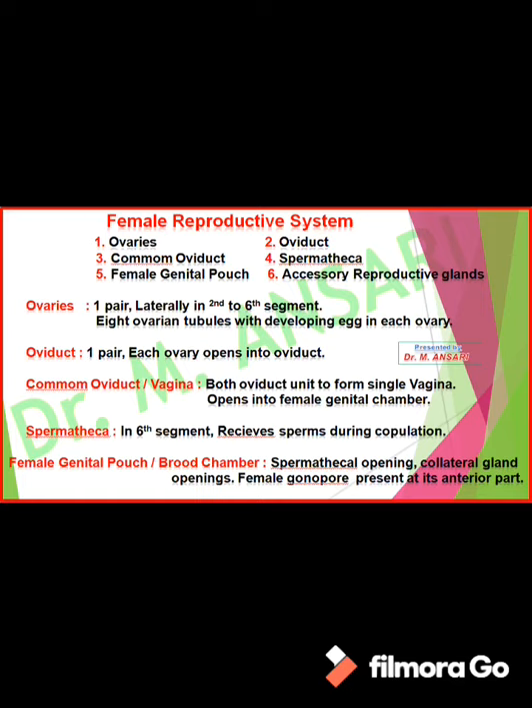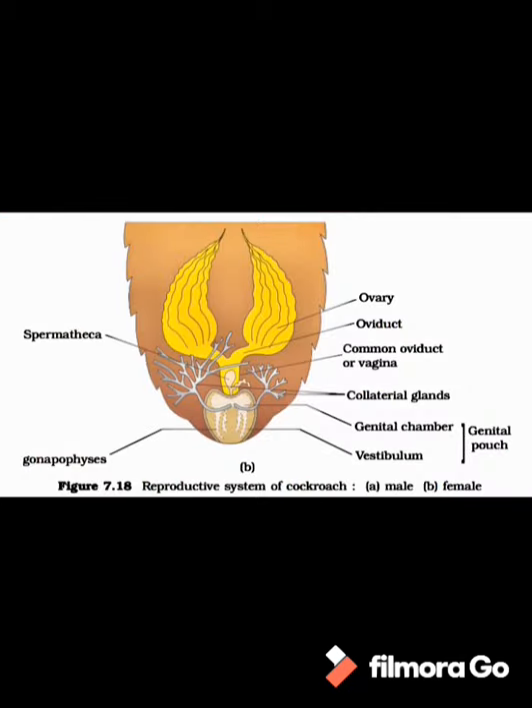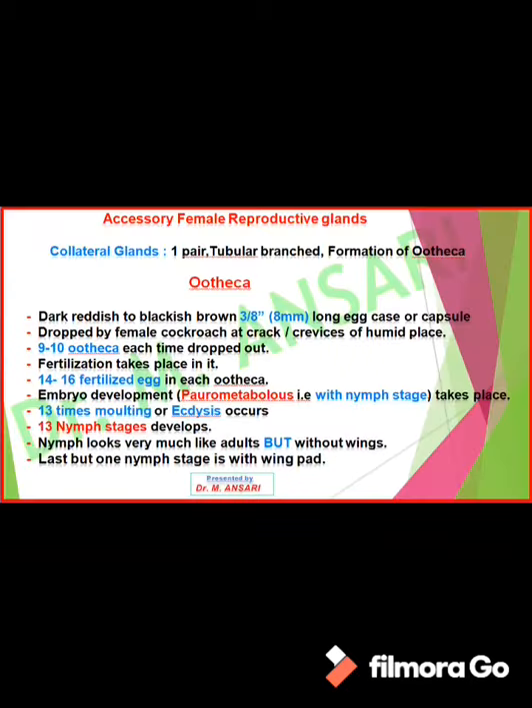A pair of spermathecae is also present in the 6th segment, and it opens outside by the spermathecal aperture. The female genital pouch or brood chamber has a total of 5 openings at its mid anterior portion: 2 spermathecal apertures, 1 opening of the female genital aperture and 2 openings of the collateral glands. So, a total of 5 openings are present at the anterior part of the brood chamber. The accessory gland in the female reproductive system of the cockroach is the collateral gland.